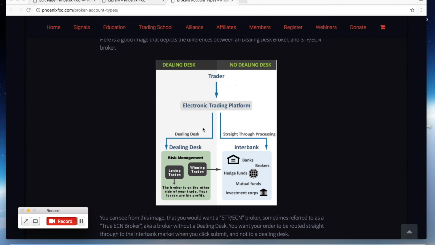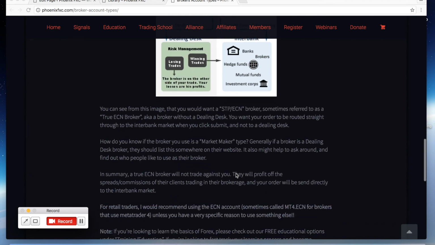Anyway, so here's an image that kind of depicts what the different kinds of brokerages are. So you can see here that you have a dealing desk broker, electronic trading platform, right, and a dealing desk. You can see that losing trades go into the broker's pocket, winning trades go to the interbank market, and they get traded on. And they can send it to the interbank market, and they can trade along with you. They can do whatever they need to do to make their money. But you want this. You want it to go from the ECN straight through to the interbank markets. That's all you want. It's pretty simple.